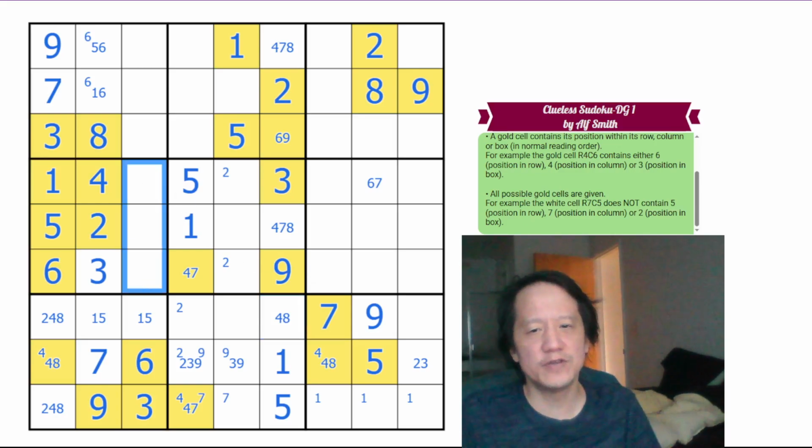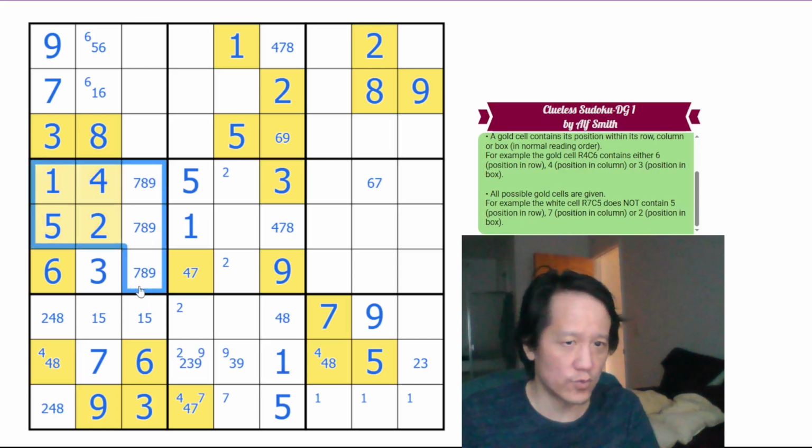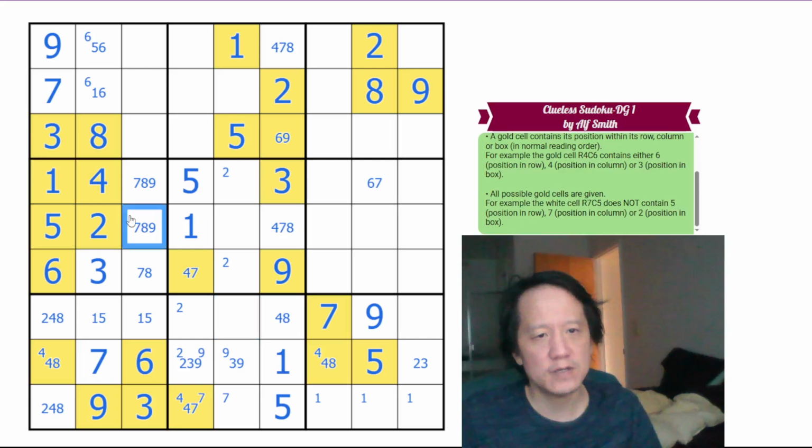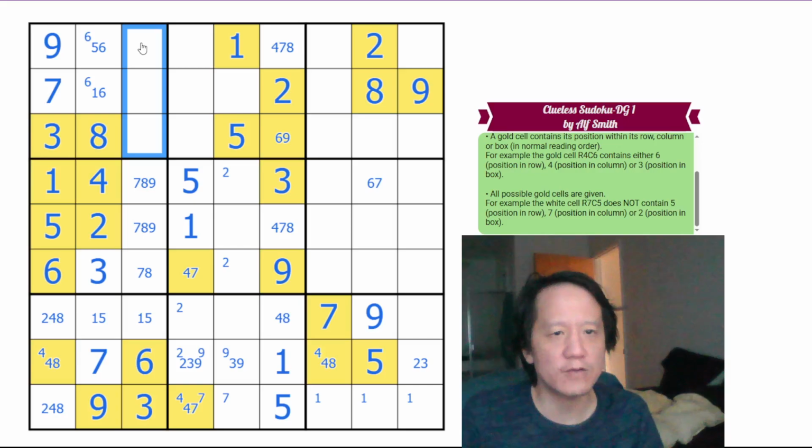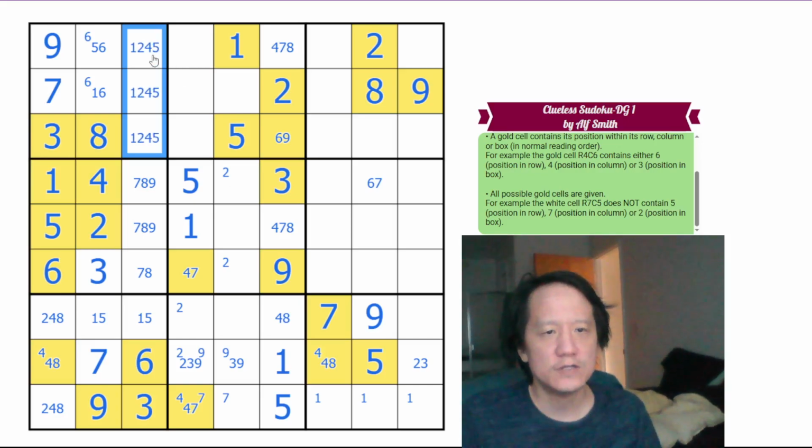That leaves 7, 8, 9 remaining in box 4. This can't be 9. 7 and 8. That means the rest of column 3 has to be 1, 2, 4, and 5. 2 cannot be either of these. Where is the 2 in column 3 now? It has to be here. So this is 2.